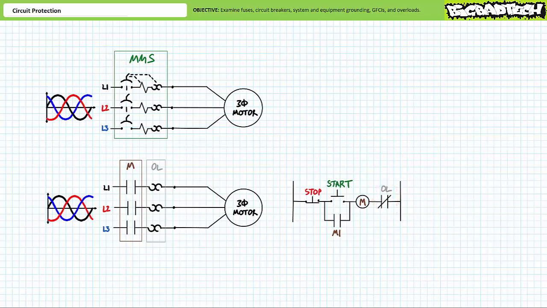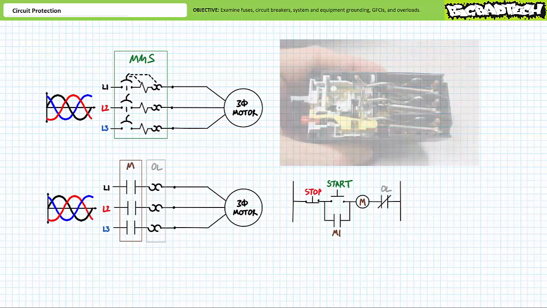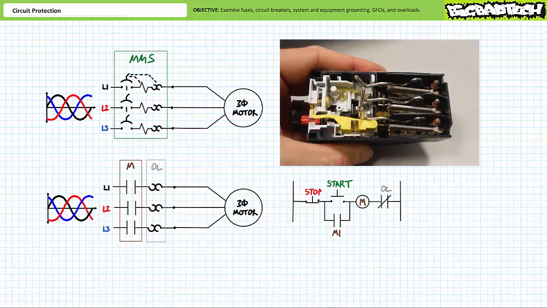The means overloads use to sense this excessive current draw are pretty creative. One method uses a strip made out of two different metals, hence the name bimetallic strip, with two different expansion rates. When heated from excessive current draw, one side expands at a different rate and mechanically opens a switch. This normally closed switch, now being held open, tells the low voltage control circuit to open the high voltage contactor.